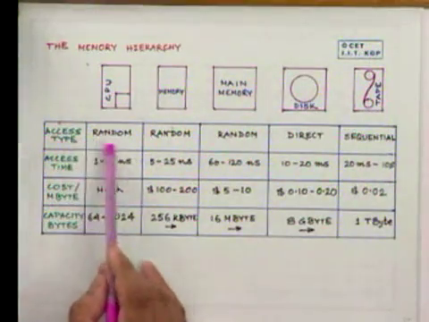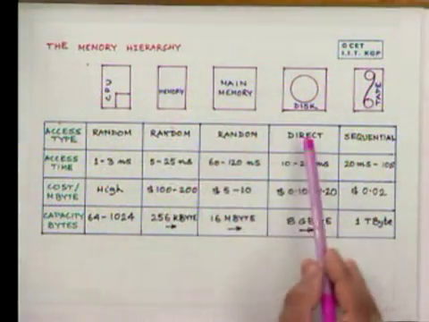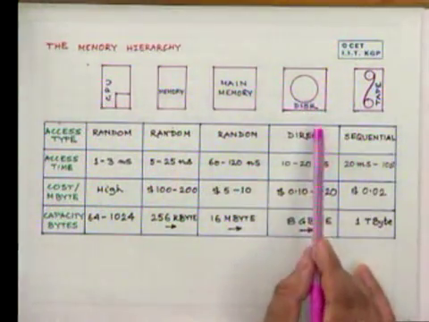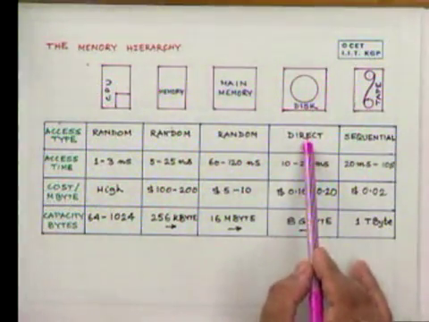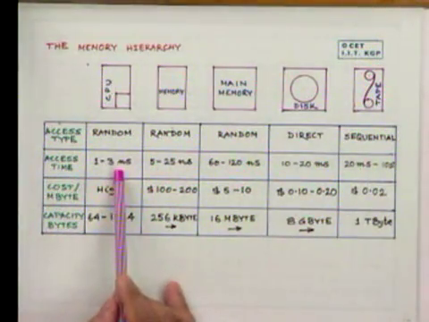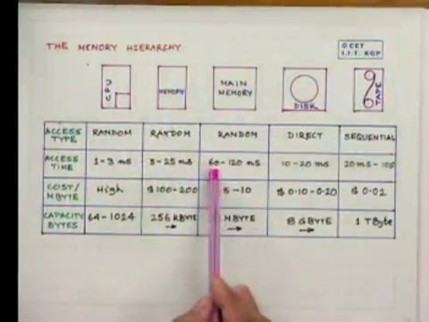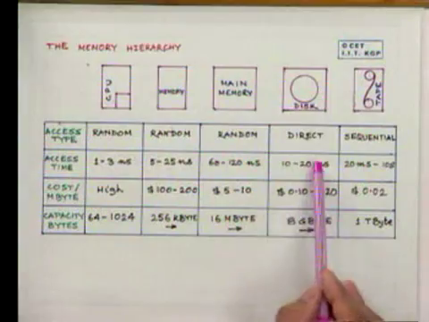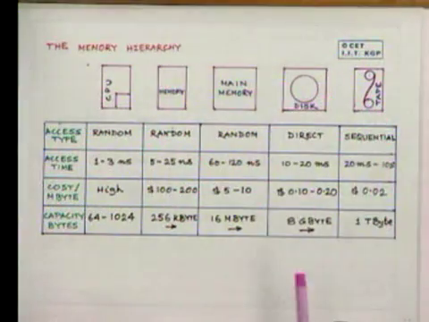The access types you can see here: it is random, random, and also random. The disk is a direct access in the sense that if some information in the disk is needed, we can go to that particular sector and get the data. But in the case of a tape, it is sequential. Access time varies from 1 to 3 nanosecond here, 5 to 25 nanosecond in the case of static RAM, 60 to 120 nanosecond for the main memory, 10 to 20 millisecond in the case of a disk, and 20 millisecond to 10 second in the case of a magnetic tape.